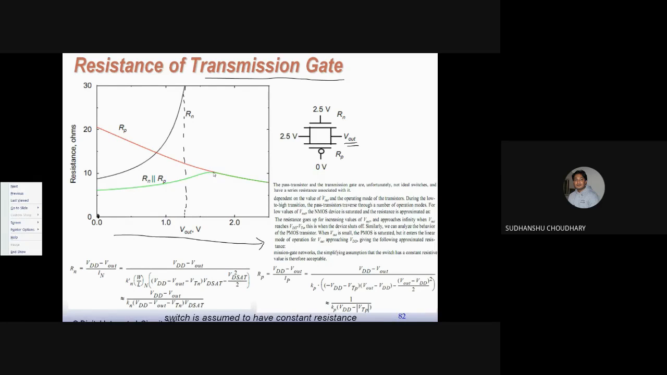And the total resistance now follows the resistance of PMOS at this point, okay. So PMOS is in saturation, that means at this stage from here to here, okay. But NMOS is in cutoff state, okay.